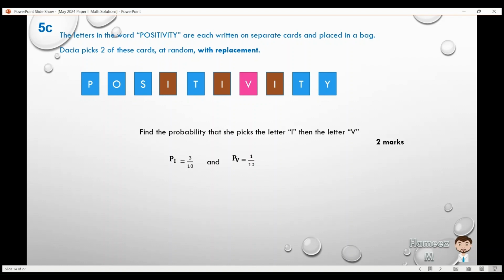Now that we know the individual probabilities of selecting the I and the V, what is the probability that she picks I then the letter V? So the probability of I and then the probability of V, it's the same as multiplication, probability of I times probability of V, which is 3/10 times 1/10, which works out to be 3/100. So the probability of her picking these 2 in order will be 3 out of 100.